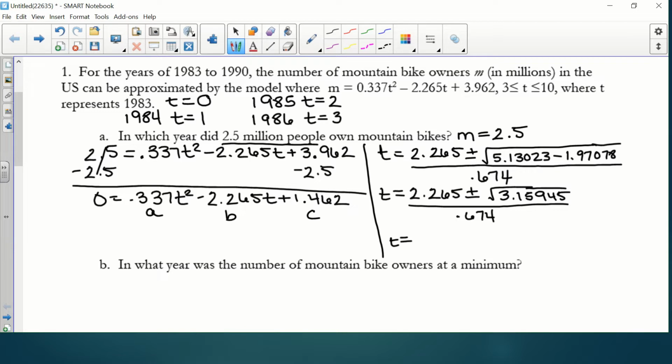So the first t value ends up being, and again, rounding here, about 5.99775. And the second t value is about 0.7233. I'll just throw another number in there. Okay. All right.